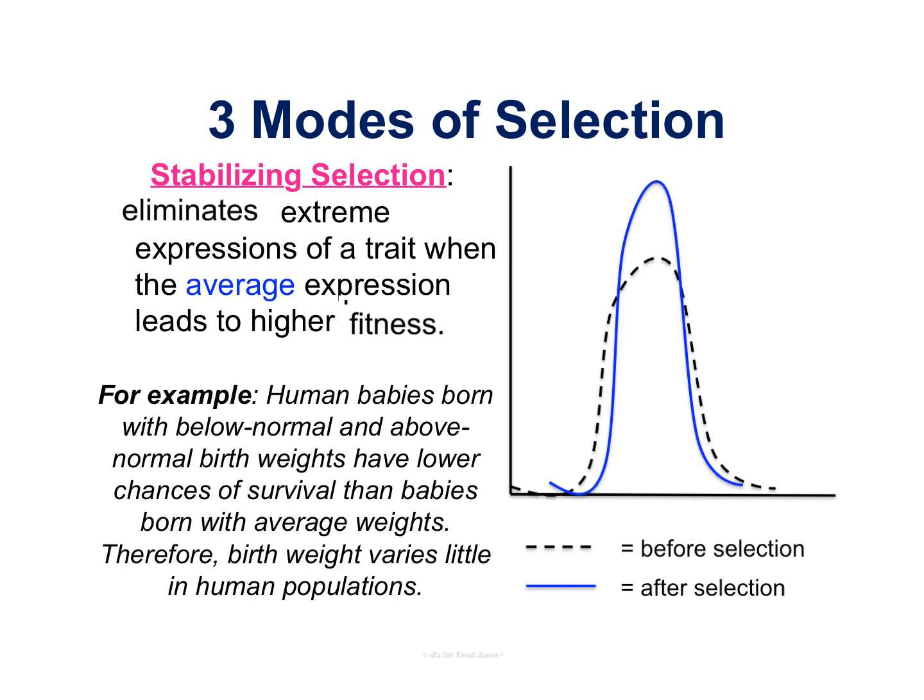And so if we look at an example, we can talk about human babies. So human babies born with below normal or above normal birth weights have a lower chance of survival than babies born with average birth weights. Therefore, birth weight varies little in human populations. So over time, because the survival is so low for the low end and the high end, it continues to select for this middle range, making it more and more common.